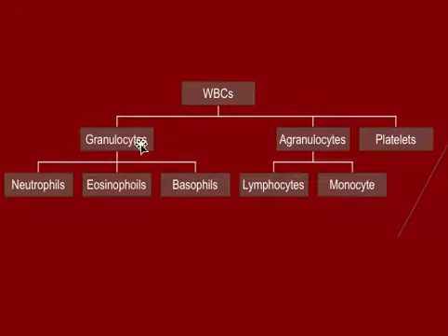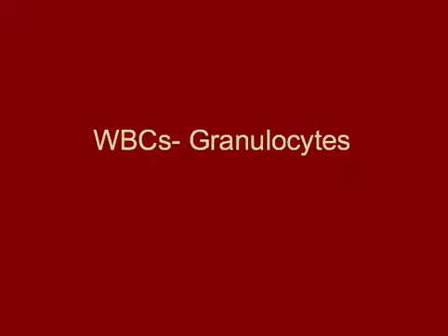Granulocytes, when they're stained, have granules or inclusions in the cells that pick up a lot of dye, so they look granular, like they have little spots in them. Agranulocytes do not, and therefore they look clear because they don't pick up dye in the same way. Platelets are their whole own thing, and we'll talk about them at the end. So we're going to start with talking about granulocytes.